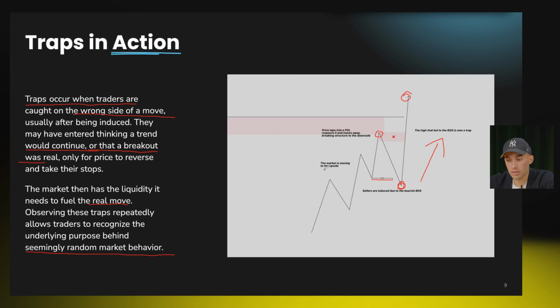Okay, so look, the market is moving to the upside. Sellers are induced due to the bearish BOS, and that high that led to the BOS is now a trap back up to the upside. Okay, it's actually very simple and very straightforward. All right, but now we're understanding the why behind these moves. Okay, the sell move happens to induce sellers, and then the bull move happens to trap them.